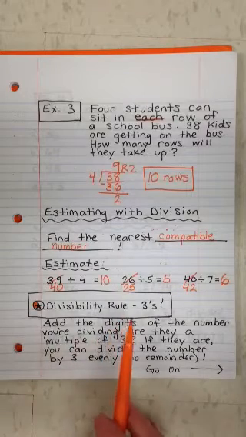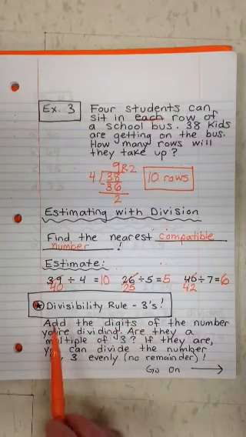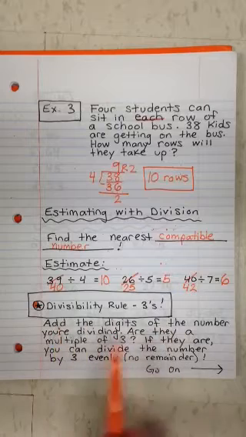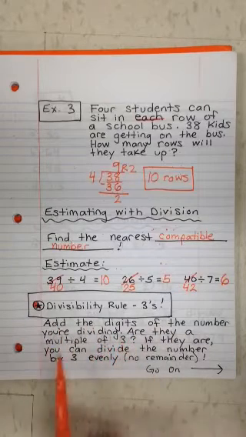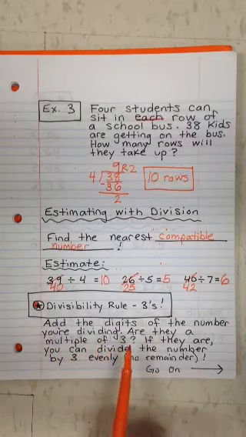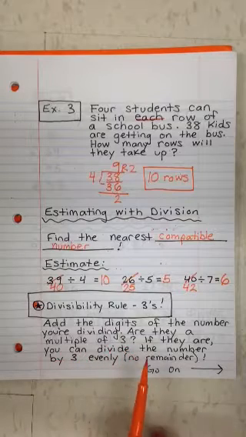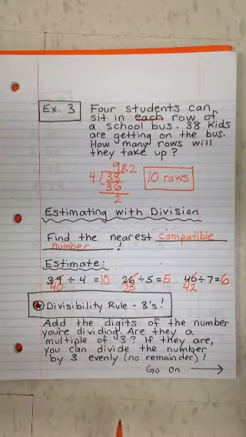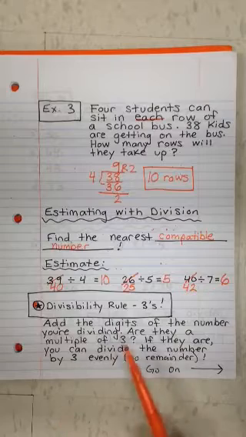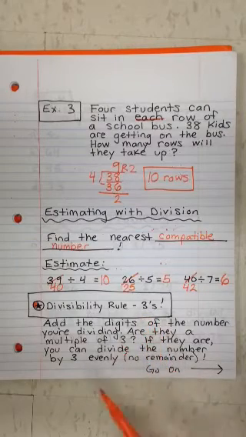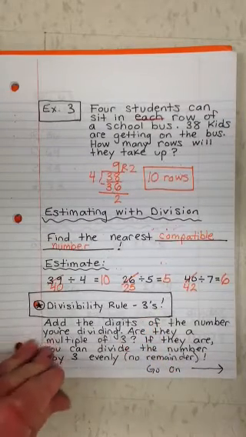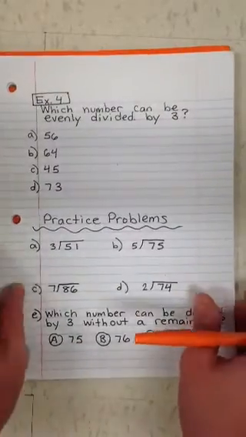Now the divisibility rule for 3s is easy and it's cool. You add the digits of the number you're dividing. Are they a multiple of 3? If they are, then you can divide the number by 3 evenly with no remainder. This only works for 3s, but it works for every 3. Let's do some examples on the next page.